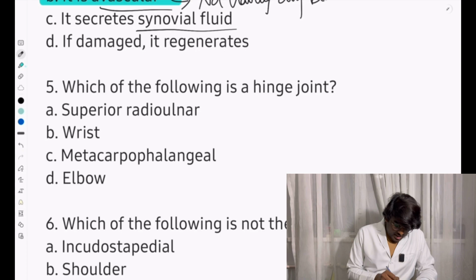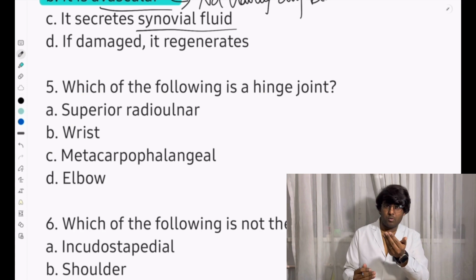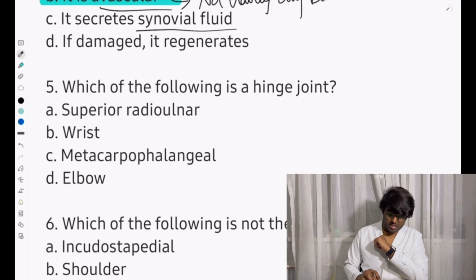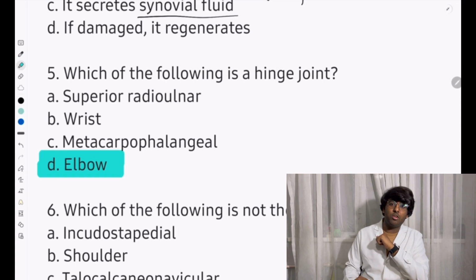Next question: which of the following is a hinge joint? In our lecture I have already taught you about the hinge joint, right? A hinge joint gives flexion and extension movement, and you already know that the hinge joint is the elbow joint. I gave the example in that lecture video, so without confusion you can mark option D, the elbow joint, as the example of a hinge joint.